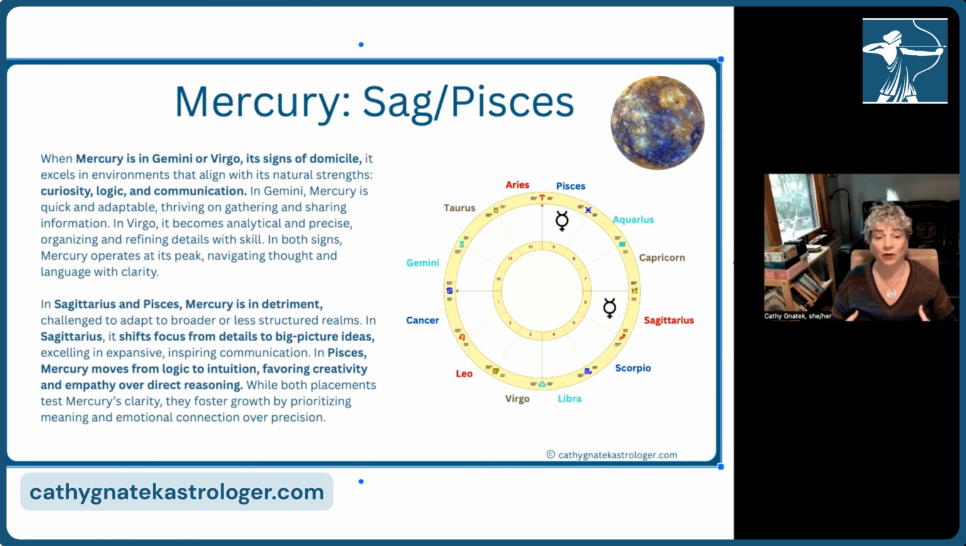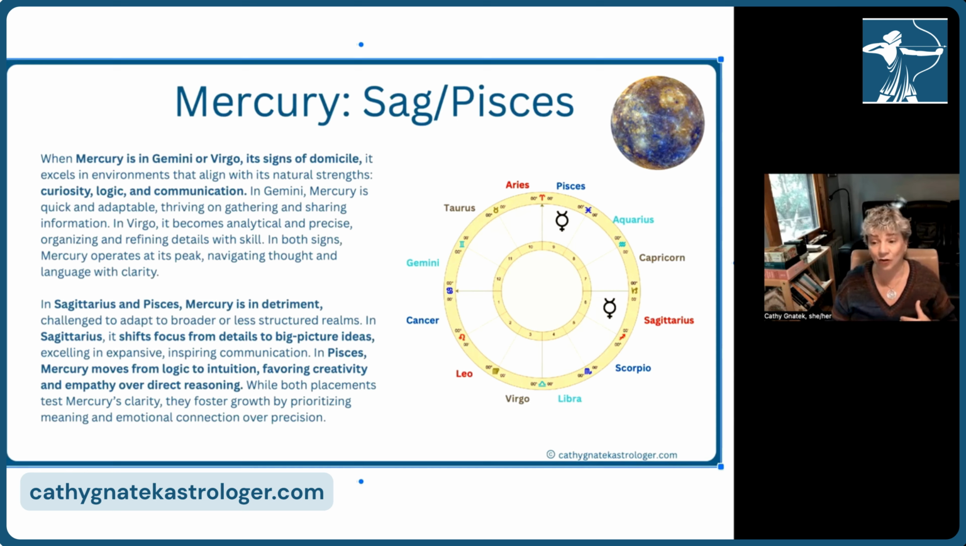In Gemini, Mercury's quick and adaptable. It's an air sign, and it's a mutable sign, so it has this flexibility about it. And so there, Mercury thrives on gathering and sharing information. In Virgo, it's an earth sign, and it becomes analytical and precise, organizing and refining details with skill. In both signs, Mercury operates at its peak capacity, navigating thought and language with clarity.